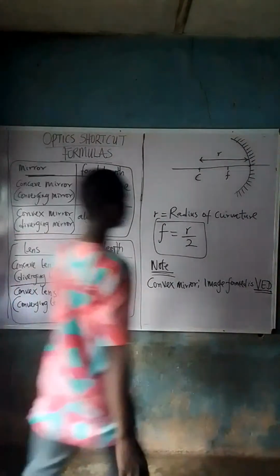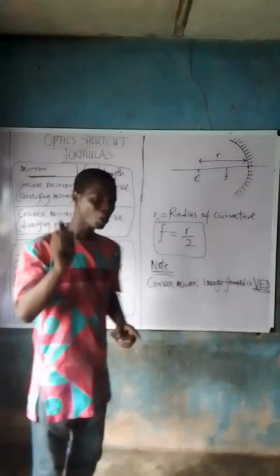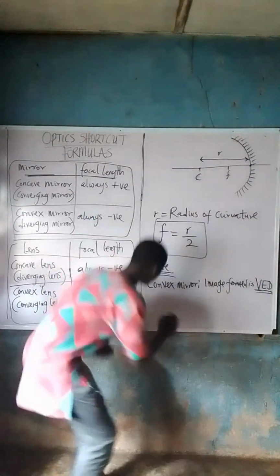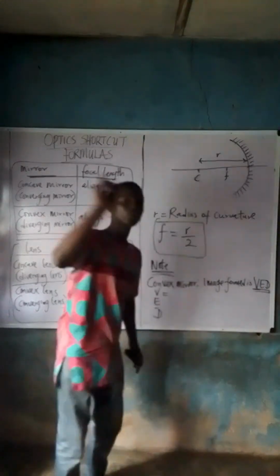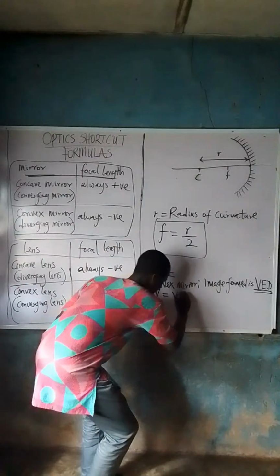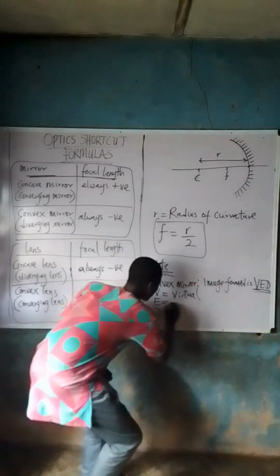Now, when I say image formed is VED, each of them stands for something. So, in case you are asked some kind of question, you're not going to miss it. V, E, and D. One, image formed is virtual. Two, image formed is always erect.